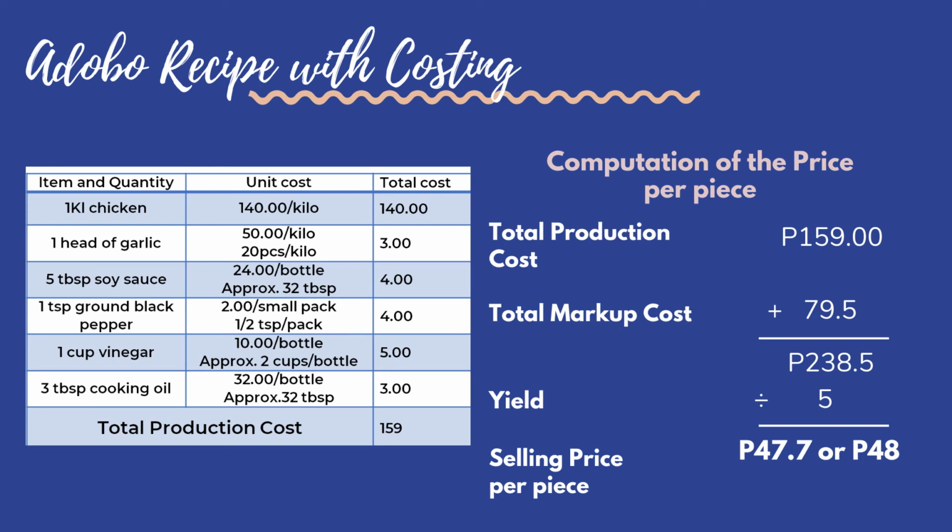Computation of the price per piece. Total production cost is 159 pesos plus the total markup cost, which is 79.5. The total is 238.5. Now, to get the selling price per piece, we have to divide it by the yield, which is 5. Now, the total is 47.7 or you can sell it at 48 pesos.